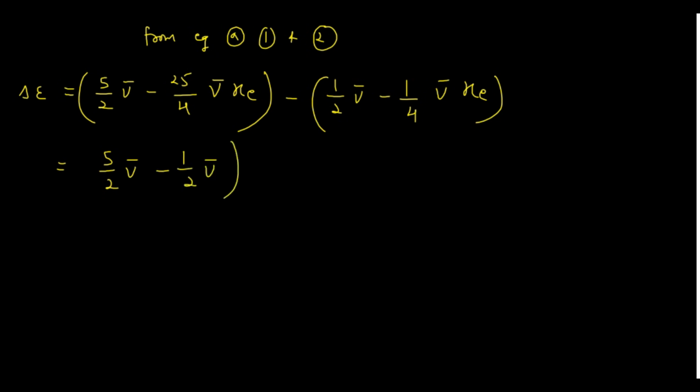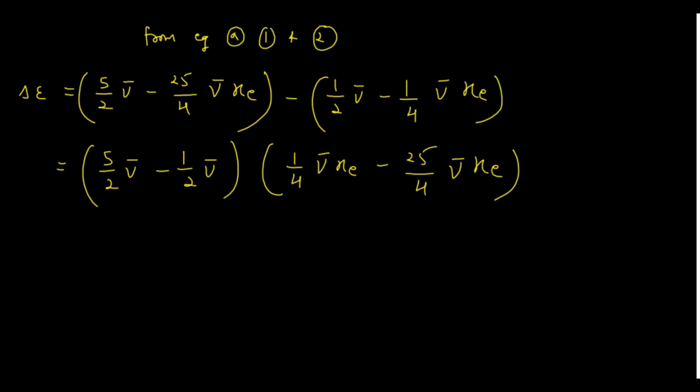Say this is your first set of common terms, and this is 1 by 4 of nu bar Xe, and then you are having minus 25 by 4 of nu bar Xe, right? So here you see, if I open the bracket, this would become plus, so I have written this here, and this would be minus half nu bar, and this is minus 25 by 4 of nu bar Xe, so I have written this here.